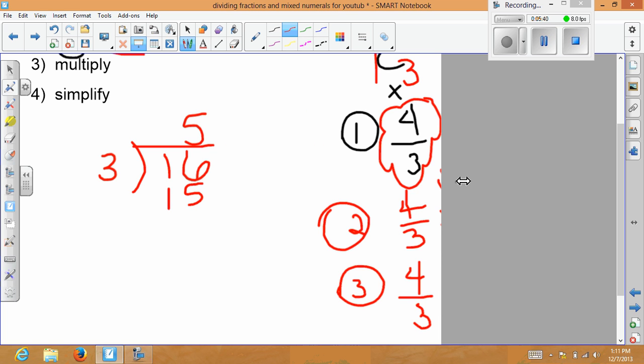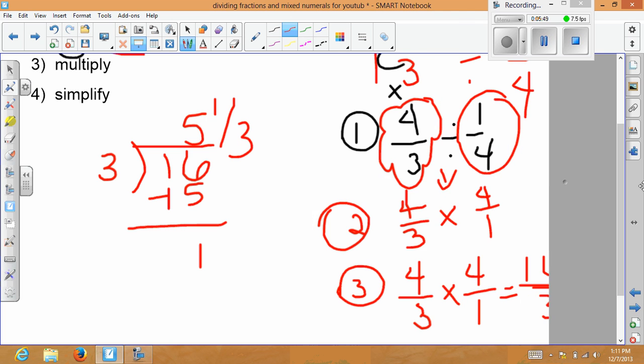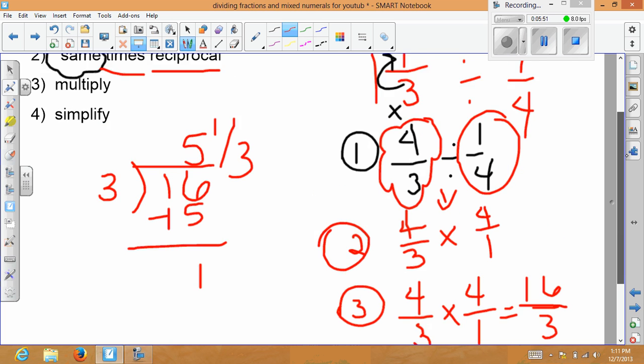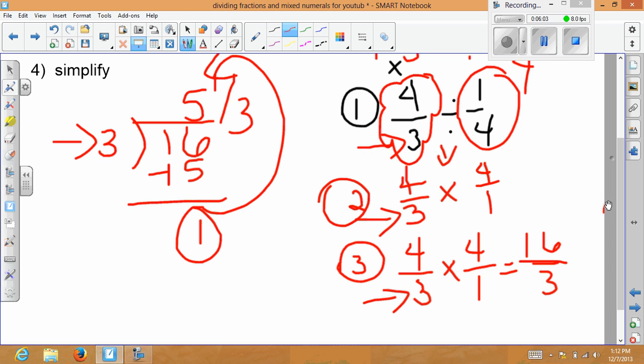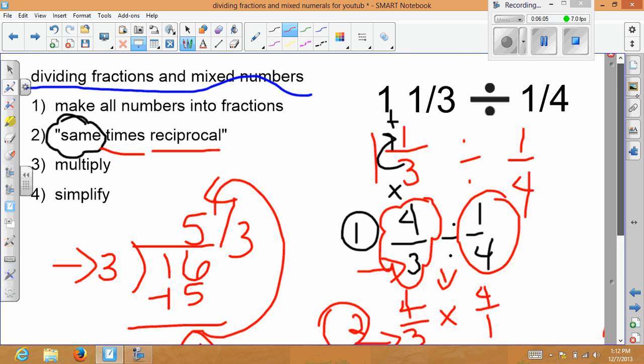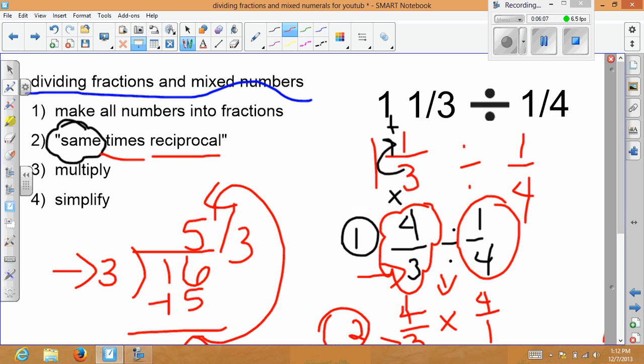So there are 5 whole groups of 3 in this, and when I subtract I get 1, so my answer is 5 and 1/3. Notice that my denominator has not changed. It was a 3, it was a 3, and this divisor here is going to keep it being the 3. So my remainder becomes my new numerator. So 1 and 1/3 divided by 1/4 is equal to 5 and 1/3.